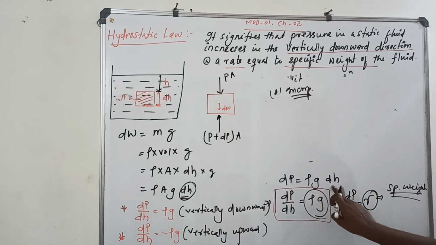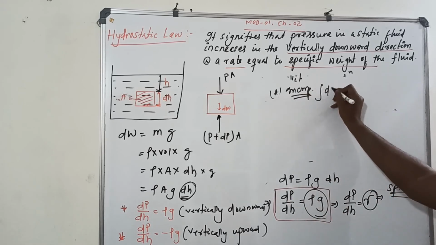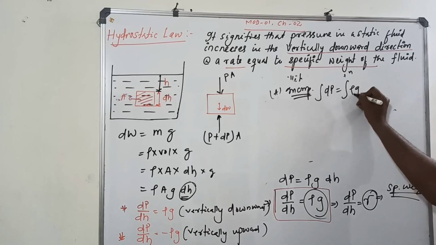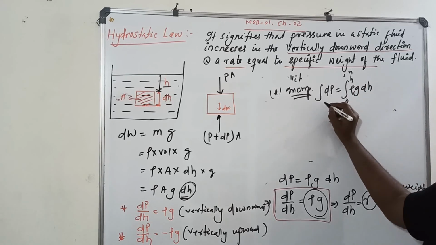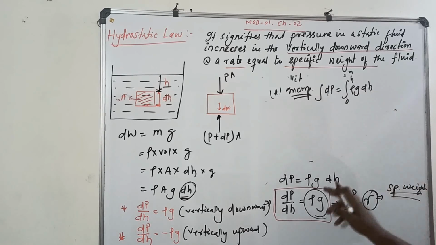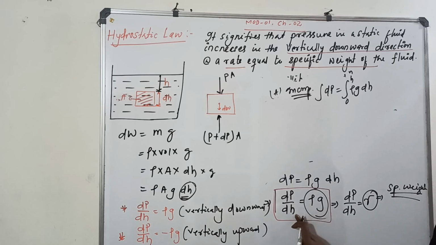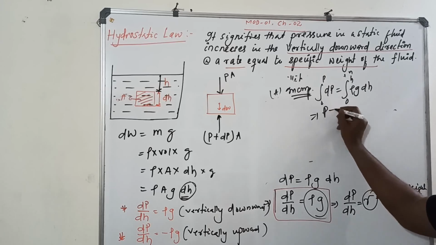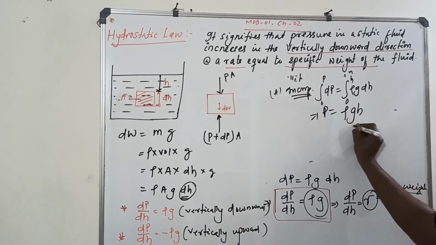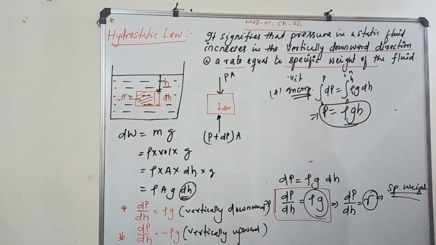your dP is equal to rho G dH. Integrate on both the sides: integral of dP is equal to integral of rho G dH, taking 0 to H. Actually you need not take atmospheric pressure here, because this is dP by dH, there is no variable, so directly you can integrate. If you integrate, what you get? P is equal to rho G H.